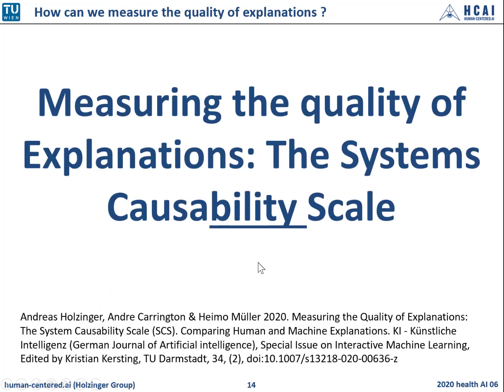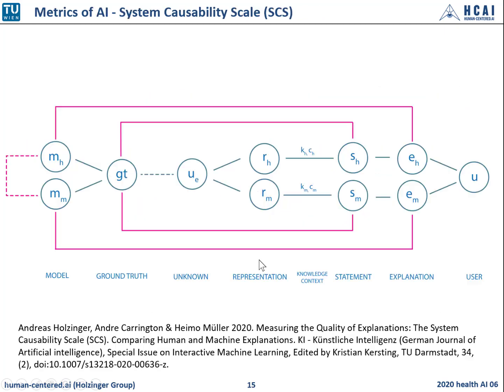How can we measure the quality of explanations? We need measurements, and we have developed the System Causability Scale, and I will explain what it is. So, metrics of AI: the System Causability Scale, in short SCS. SCS is not for Shopping City Süd. This is for System Causability Scale. Let's explain it to you, and remember, this SCS will become very important in the future. We have defined it relatively recently.